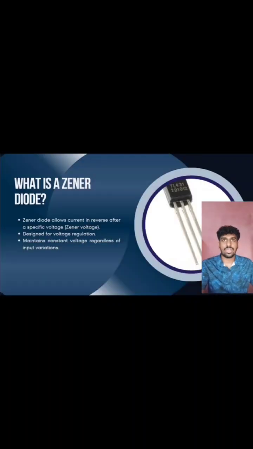So first of all, I want to explain about what is a Zener diode. A Zener diode is unique because it allows current to flow in reverse once a certain voltage called Zener voltage is reached. This makes it perfect for voltage regulation in circuits.